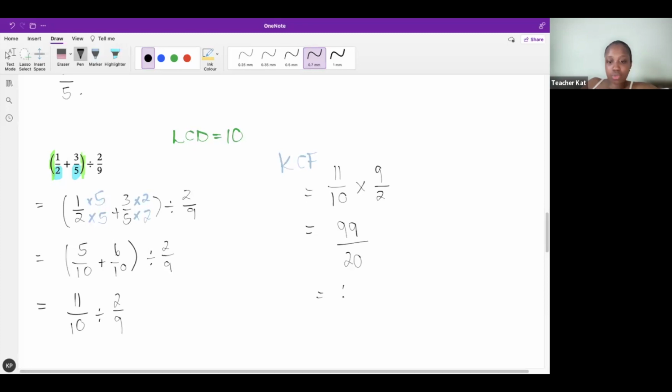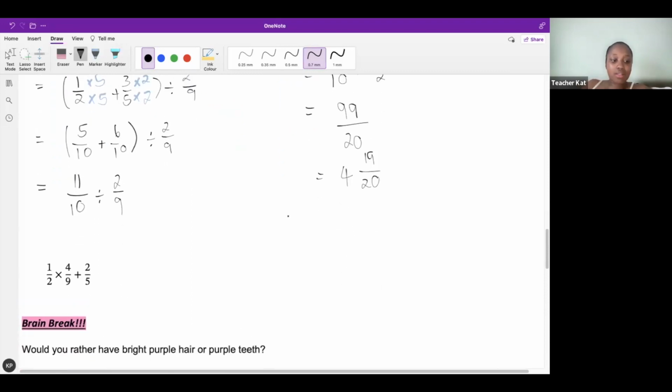4 times. And my remainder is? No. Remember, 2, 4, 6, 80. My remainder is 19/20. Remember, 4 times 20 is 80. So you remember, remainder is 19 because that's what's left over from 80. Okay. Let's do another one.